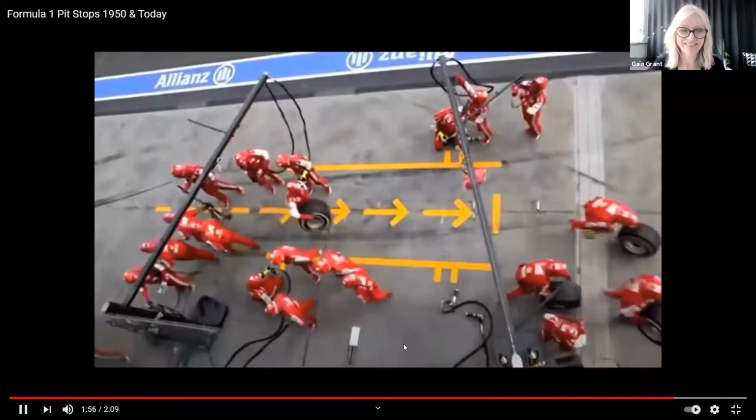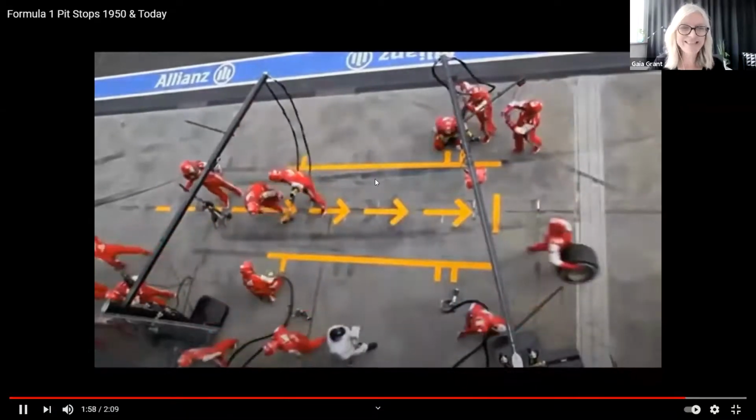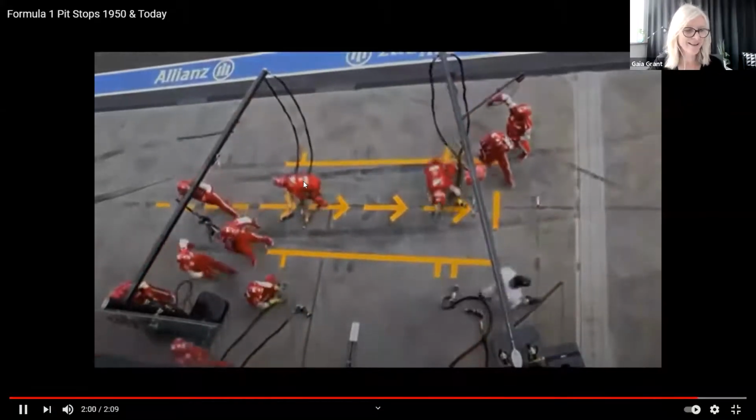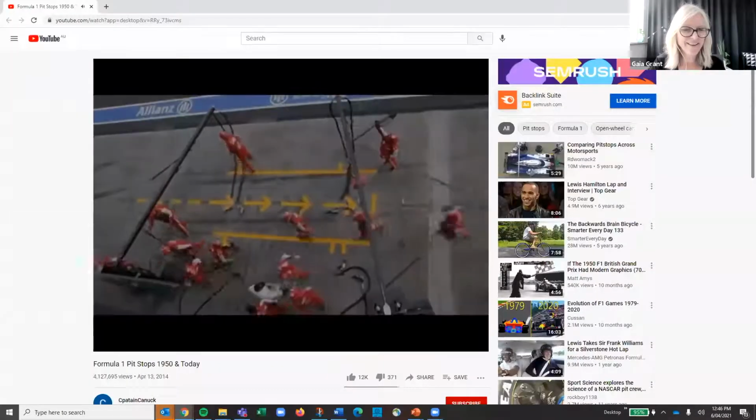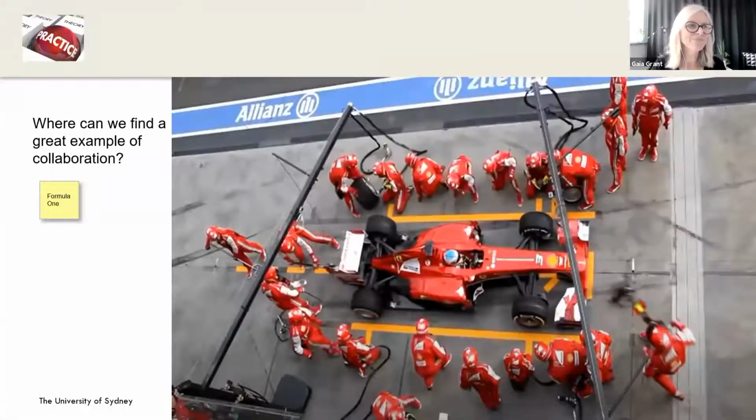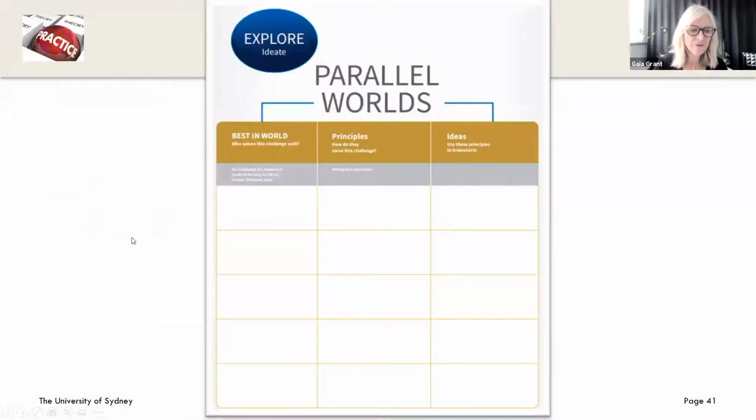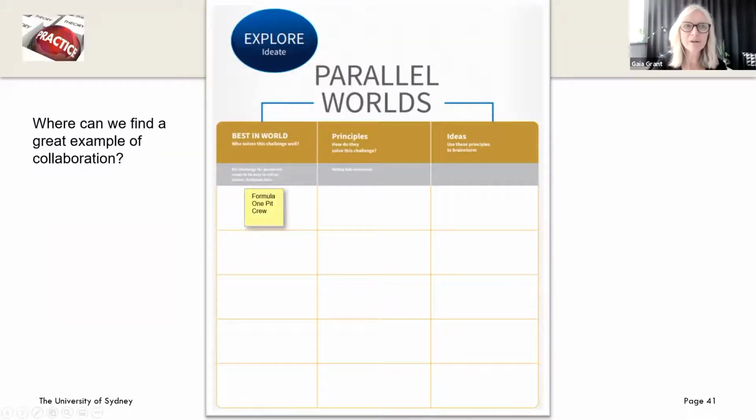Okay, that's it. Just like 1/10 of a second. It's really fast. And I find that sort of a fascinating example of how you can make a team really highly efficient and collaborative. So how do you use that information then to improve your ideation? So let's take that example, the Formula One pit crew.